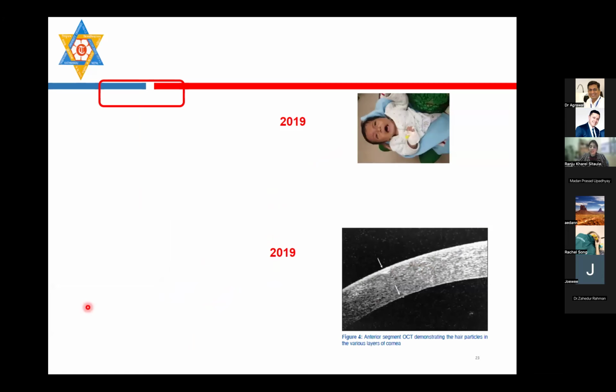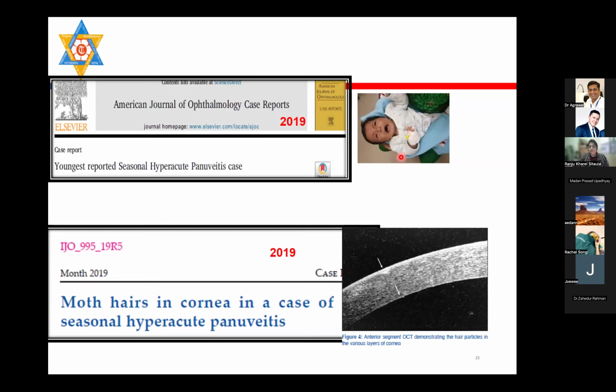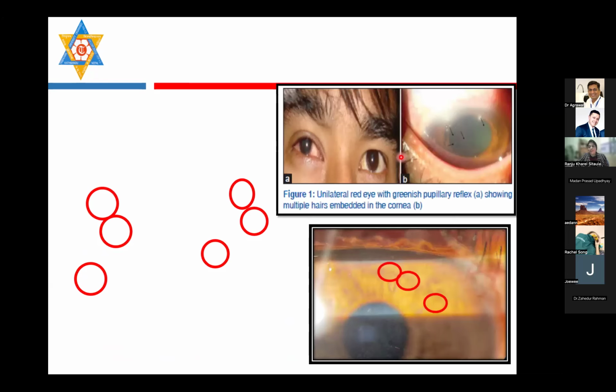And during this course, we found that the youngest affected SHAPU case is a 30 days old child, where the mother was breastfeeding her child, and the moth that was in the light fell over the blanket. We could also prove the presence of moth hair in the corneal tissues and published it in ISAO.